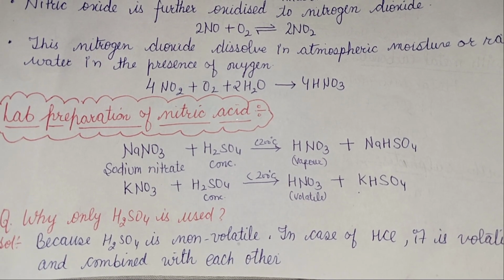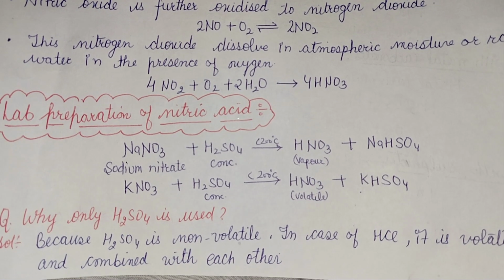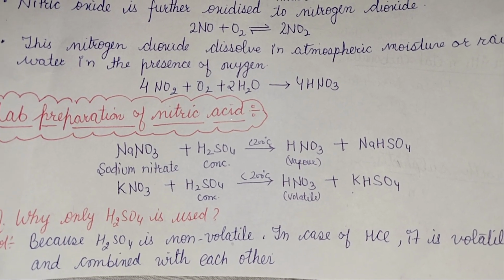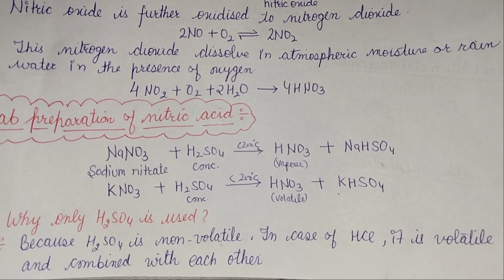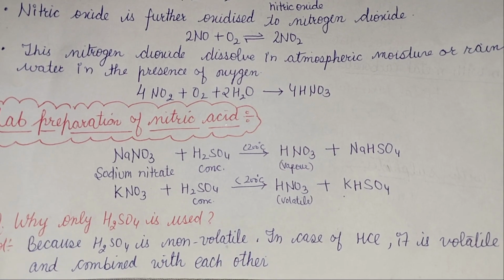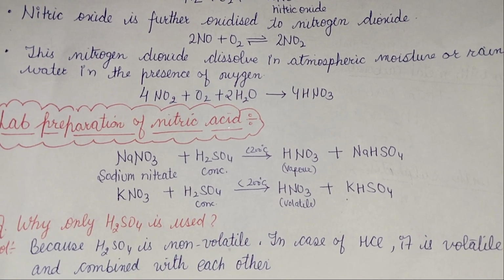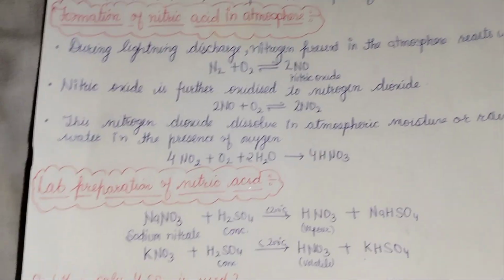So here the question arises, why only H2SO4 is used in the preparation of nitric acid and not HCl? We already know that H2SO4 is non-volatile, and in case of HCl it is volatile. So it will combine with these nitric acid vapors which are volatile in nature. So here we are using H2SO4.